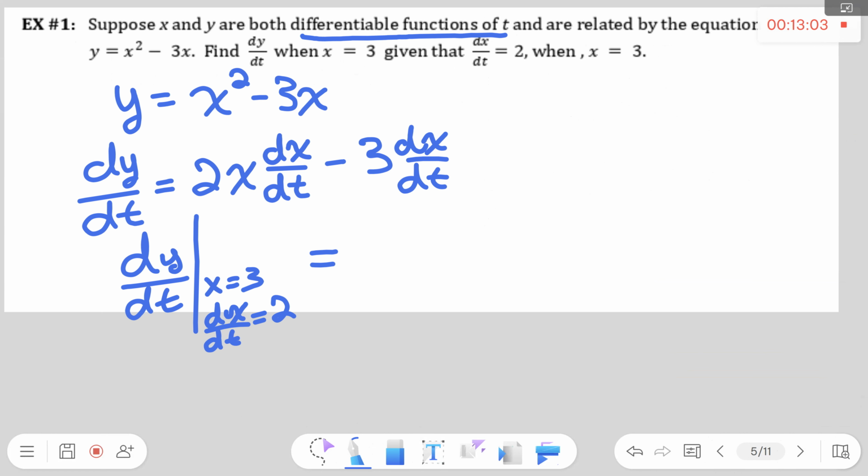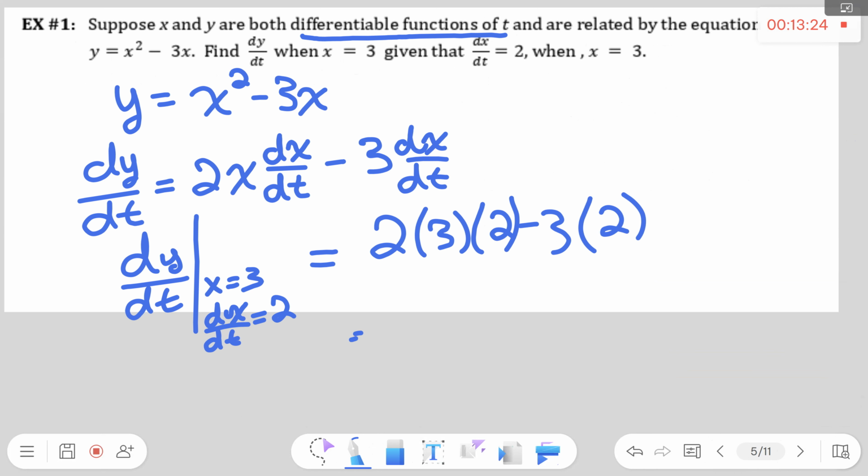Or could you put a comma? Commas would be okay if you're writing horizontally. So just plug and chug. It's going to be 2 times 3 times 2 minus 3 times 2. Hey, look at that. It's just algebra. What do we get? 6? That's it. We're done.